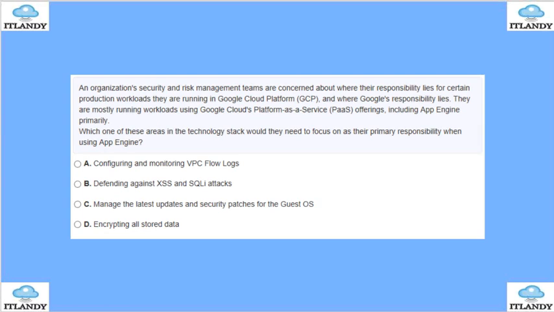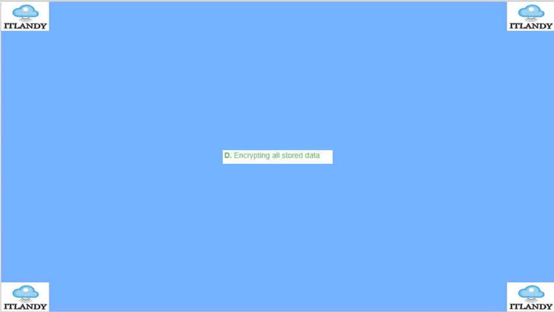Configure monitoring VPC flow logs, defending against cross-site scripting and SQL injection attacks, manage the latest updates and security patches for the PaaS, or encrypting all the data getting stored. So the answer is encrypting data. Because we're talking about PaaS, the answer will be D. This is the most important part. We need to make sure they encrypt it because it's their responsibility.